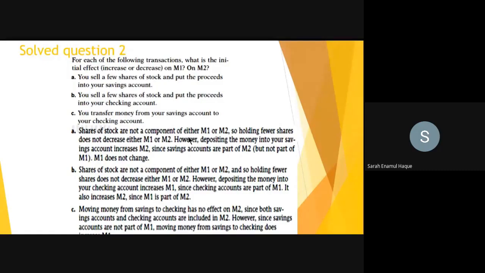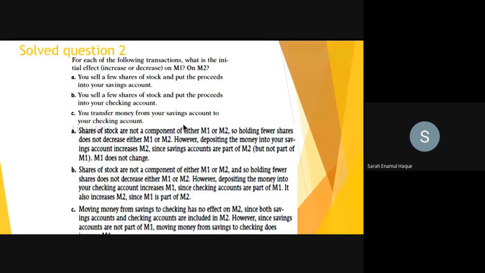Okay, there's another mistake here. This should probably be savings deposit again. So make sure in part C you correct this. It should be savings deposit. So cut this word account and you write here deposit. So you transfer money from your savings deposit to your checking account.